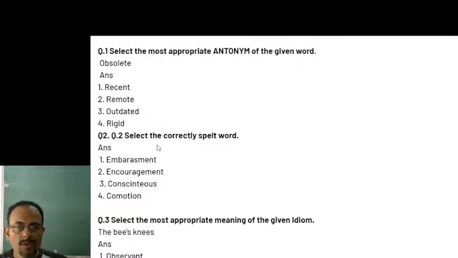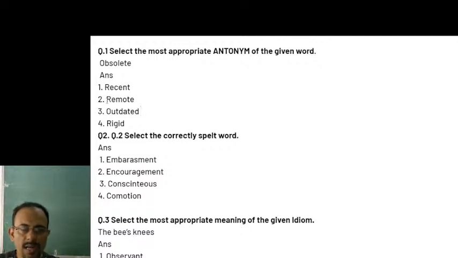Okay. So, what is the antonym of the given word obsolete? Have you heard the word obsolete? Obsolete means something what is old, what is archaic, right? So is it recent, remote, outdated, or rigid? Which one do you think is the antonym of the word obsolete? What is your concept, Tanvi, Prakhar? Okay, Tanvi and Prakhar say it's number one.